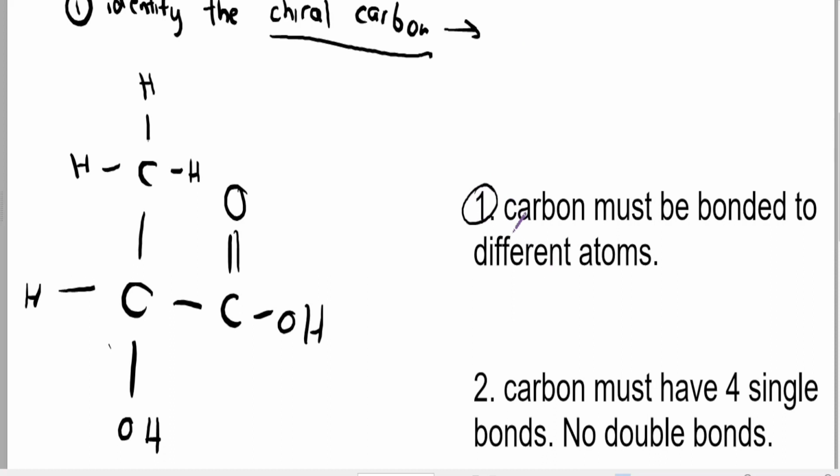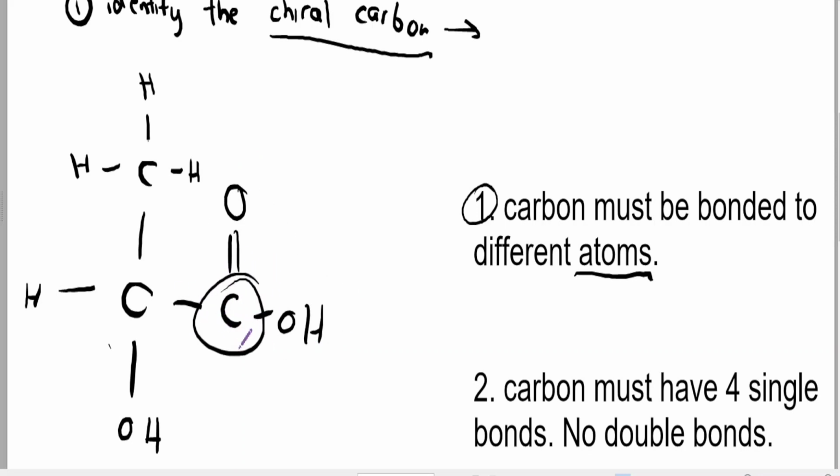So, for chiral carbons to exist, they must be bonded to different atoms. Let's see if these carbons obey this rule. I have three carbons right here, 1, 2, 3, and you can see that this carbon is bonded to three same atoms. It's bonded to three hydrogens, and that does not obey the first rule. The center carbon obeys this rule because it is bonded to different atoms or groups. This carbon right here is bonded to a hydrogen, an alcohol group, this alkyl group right here, and a carboxylic acid group right here.